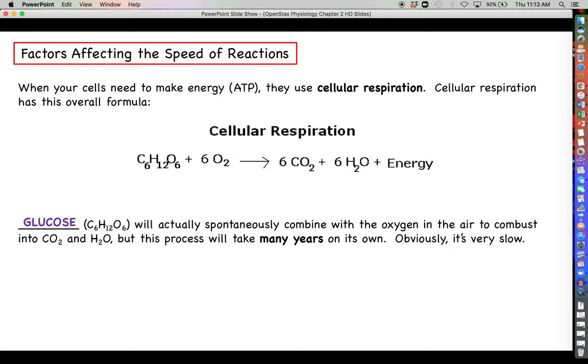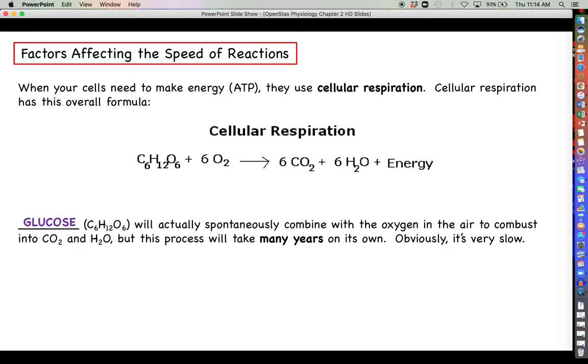We have the glucose, it's sitting on my desk. We've got the oxygen, it's in the air all around us. But here's the problem: nothing's going to happen, right? You don't need much scientific education to tell me that a bunch of sugar on top of my desk isn't really going to do anything. But why is that?